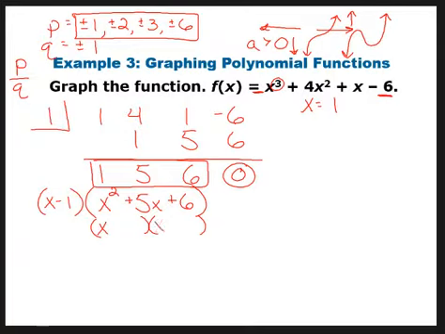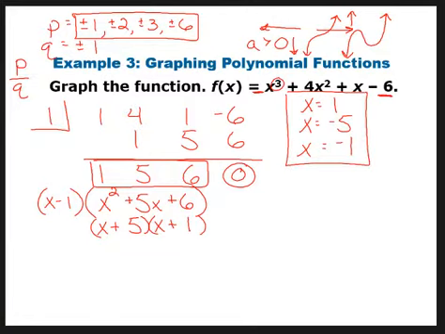X plus 5 and 1. Alright, so what that's telling me is x equals negative 5 and x equals negative 1 would be my other two real number roots that I can have with this. Okay, now, had you not been able to factor this, maybe you would have had to go ahead and try to do synthetic division again.